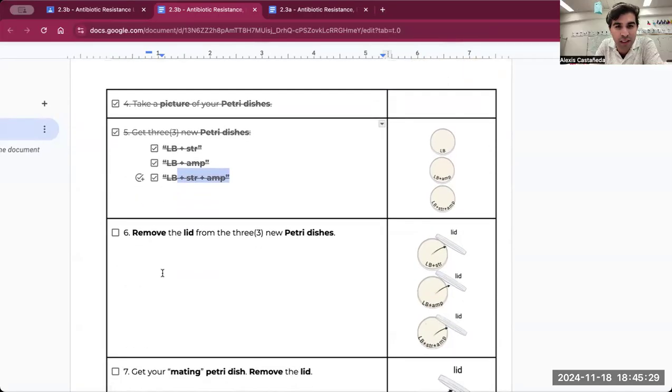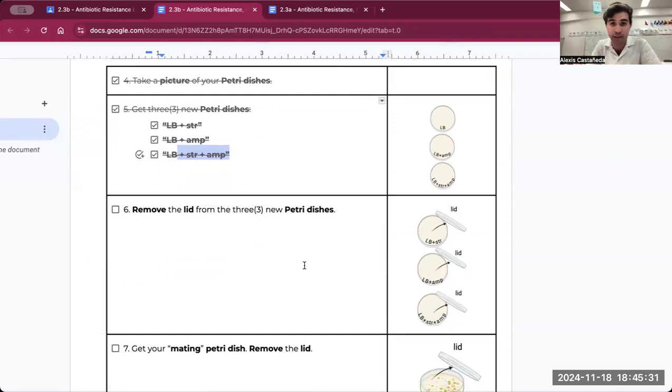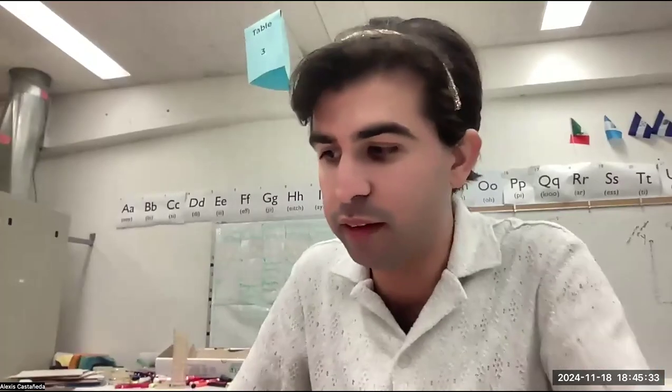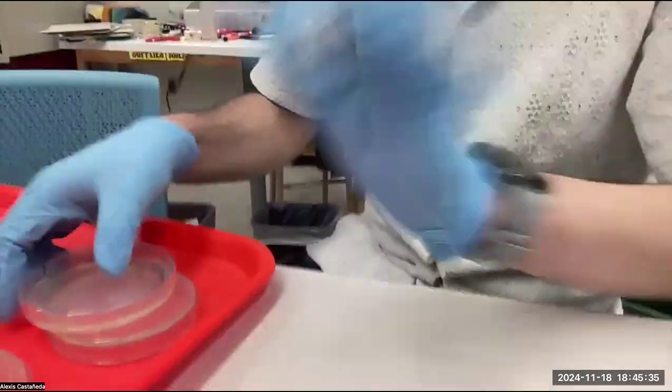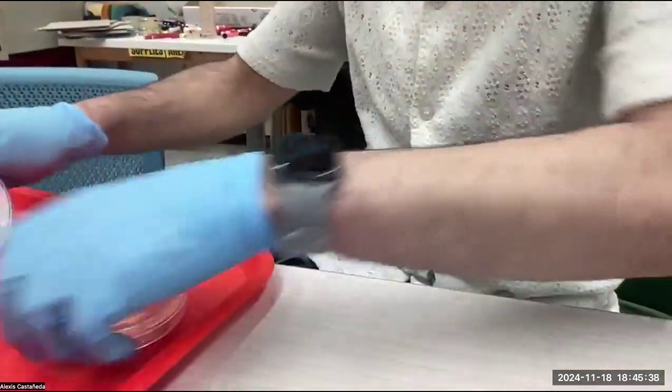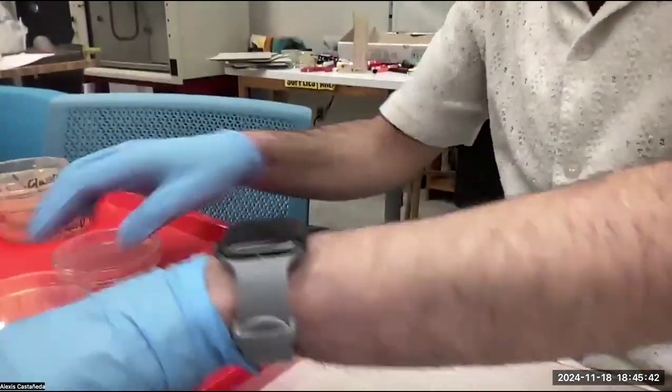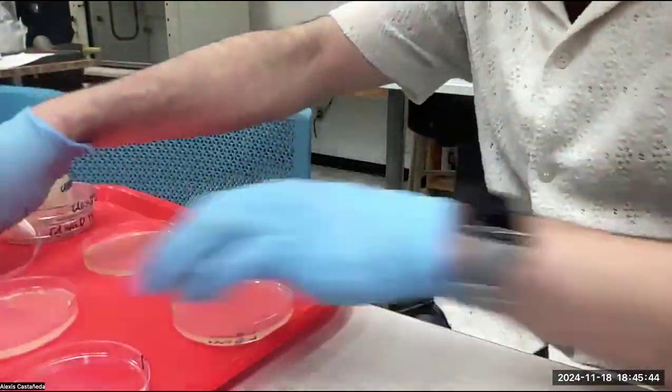I'm going to take off the lid of all of these. Take the lid off of each of these plates and have them just prepared here because I'm going to use them in a bit. So I'm going to put these all on top, and I'm going to take the lid off of each of these to make sure that we can then streak our plates.